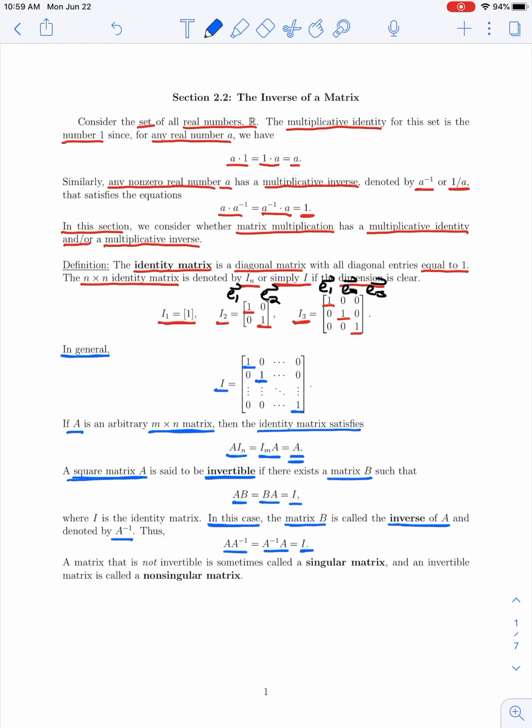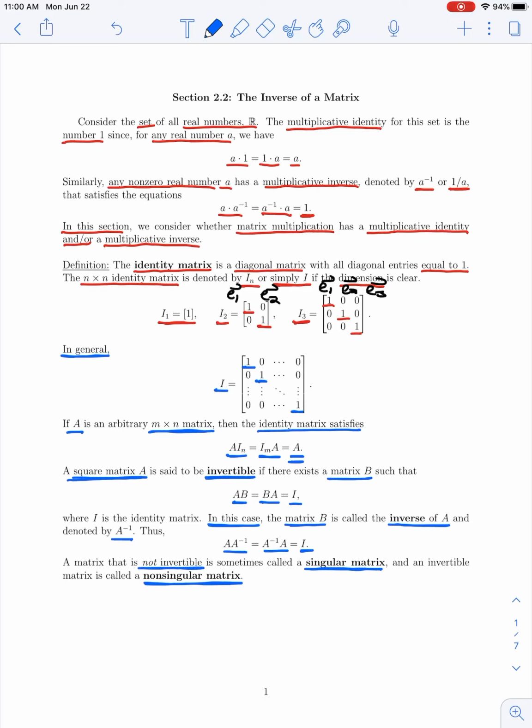So any matrix which is not invertible is called a singular matrix, and invertible matrices are sometimes referred to as non-singular matrices. So a matrix is said to be either invertible or non-singular, or if it does not have an inverse, we say it is not invertible or it is a singular matrix.